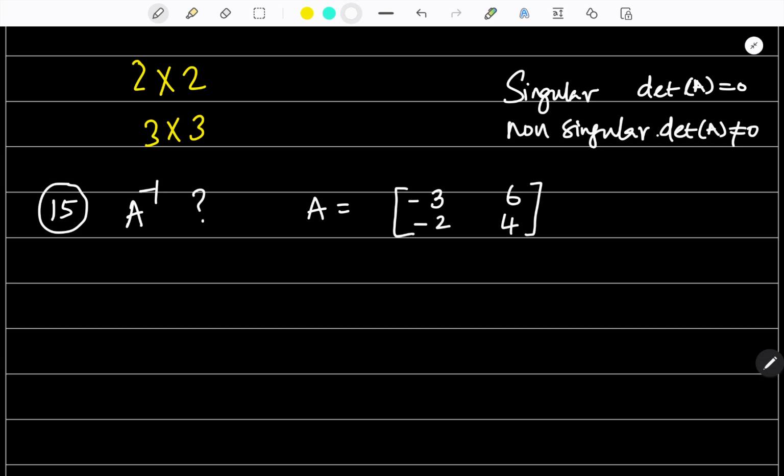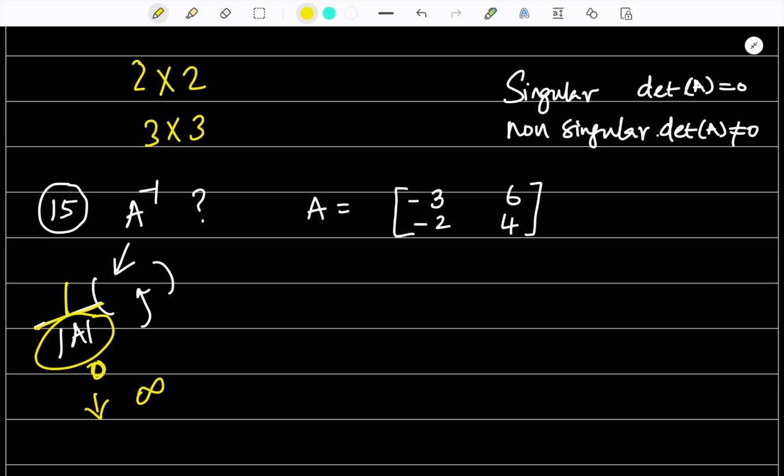Why do we need this idea, teacher? Because the inverse rule comes with 1 by determinant A, and after that something. Understand? The inverse rule comes with 1 by determinant A. Suppose the determinant of A is 0, for example. So 1 by 0 gives you the answer as what? Infinity, right? Which is impossible. Therefore, if you want to find A inverse, the matrix must be non-singular.